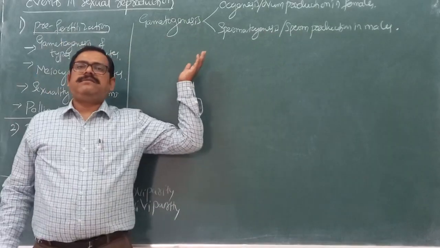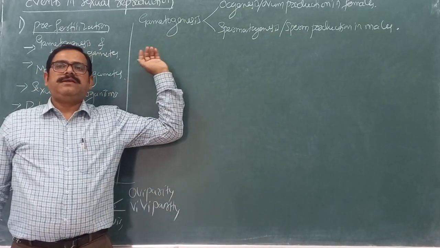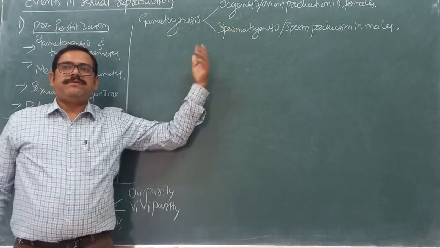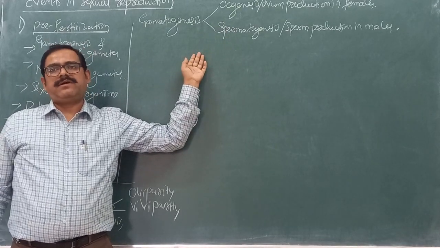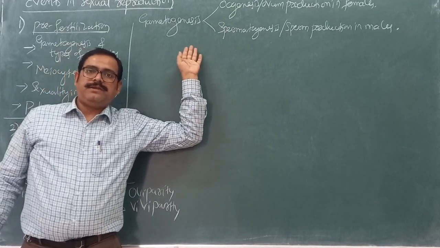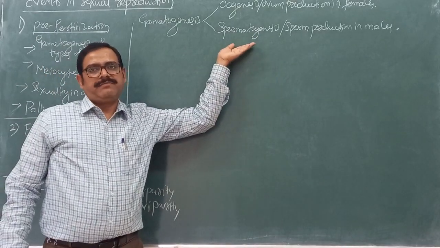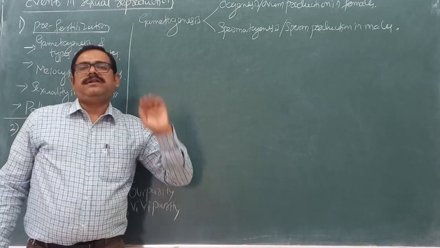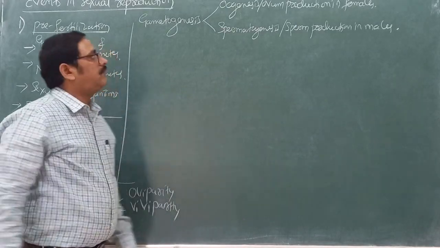By the onset of sexual maturity, females start releasing the female gamete called ovum or oocyte. The male, after the onset of sexual maturity, produces sperm through spermatogenesis. But gametogenesis is not confined to animals, it is seen in plants also.